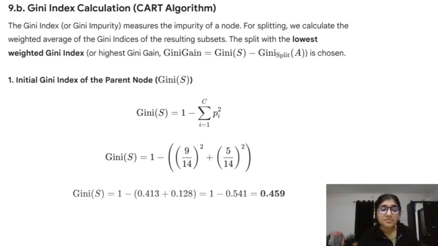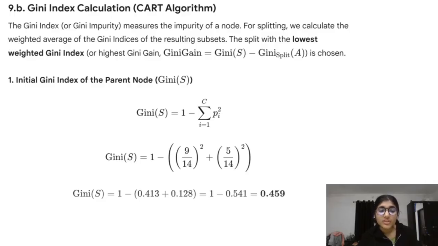Moving on to part B of the ninth question: the Gini index calculation, that is the CART algorithm. The Gini index, or Gini impurity, measures the impurity of a node. For splitting, we calculate the weighted average of the Gini indices of the resulting subsets. The split with the lowest weighted Gini index, or highest Gini gain, is chosen. Gini gain is equal to Gini(S) minus Gini split of A.